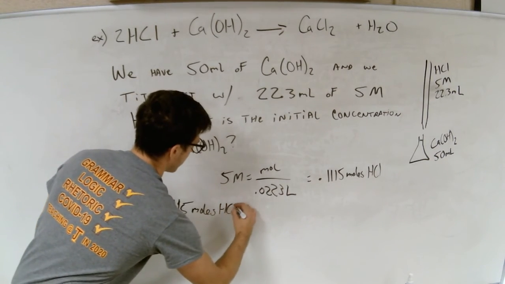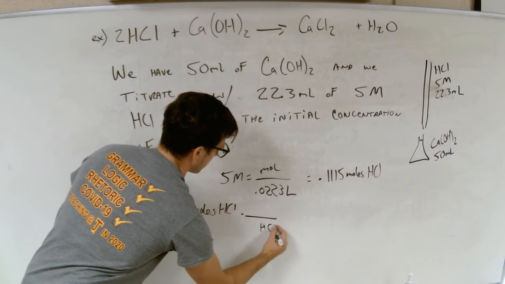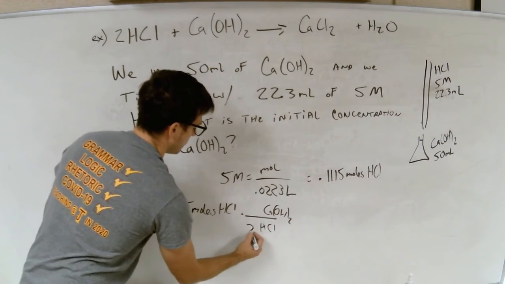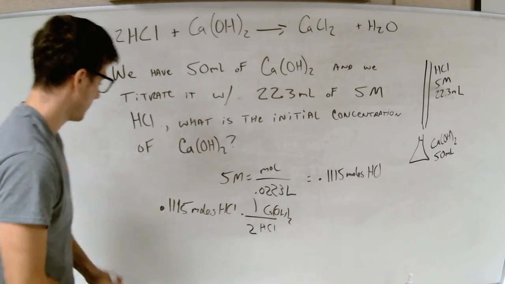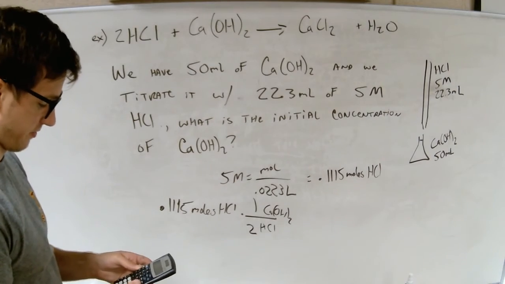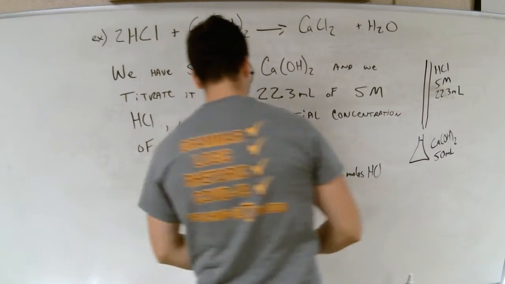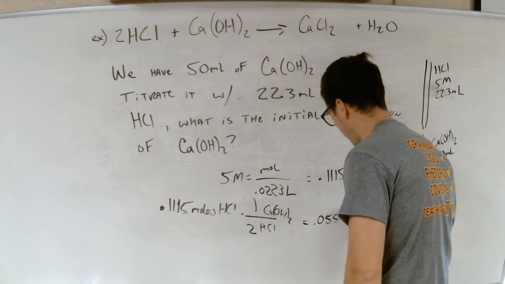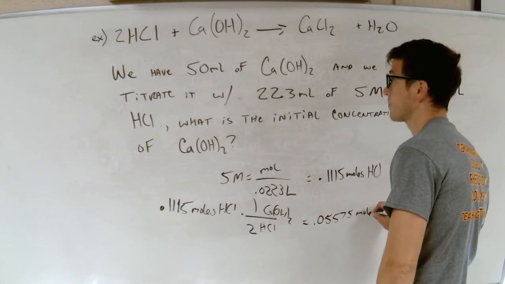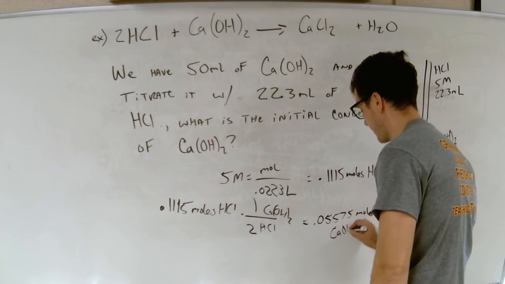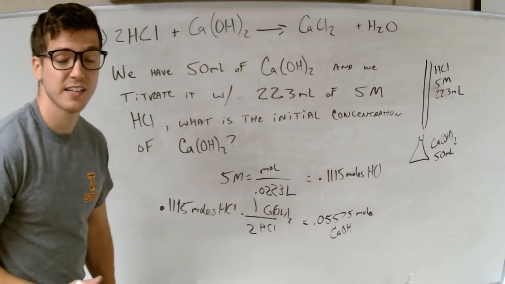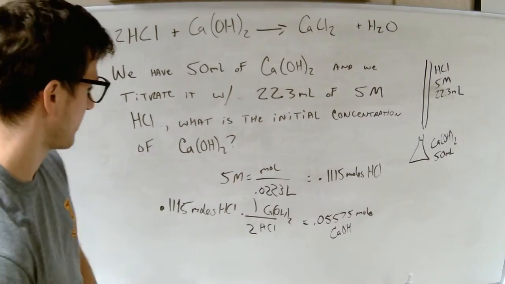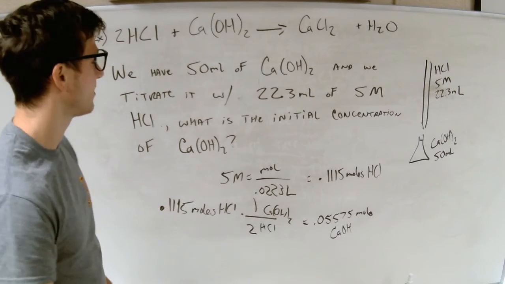So we got moles of HCl. We do a mole ratio, right, of HCl and CaOH2. For every 2 HCls, there's 1 CaOH2. So I just divide it by 2. And I'm going to need 0.05575 moles of CaOH2. Okay, it's just like that. Now it's not nice that we could just say they're equal to each other. Now we got to do a little stoichiometry, but it wasn't too bad, right?